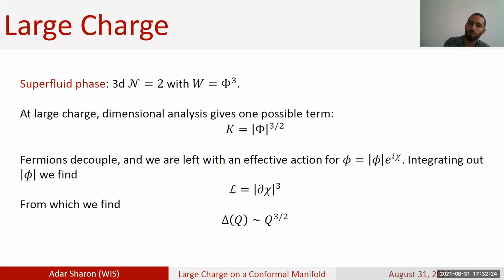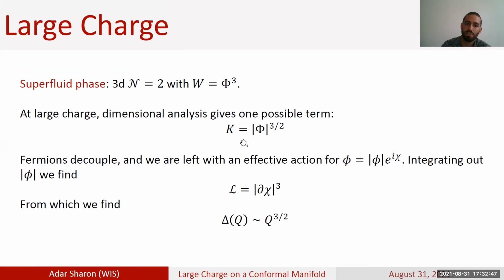Right, so very quickly, I'm going to go over the superfluid phase and how you find the scaling. And I'm going to look at the specific example of this 3D N=2 theory with a phi cubed superpotential. At large charge, we write down an effective action for this theory, assuming that it goes to a CFT and that we have some fixed background charge.